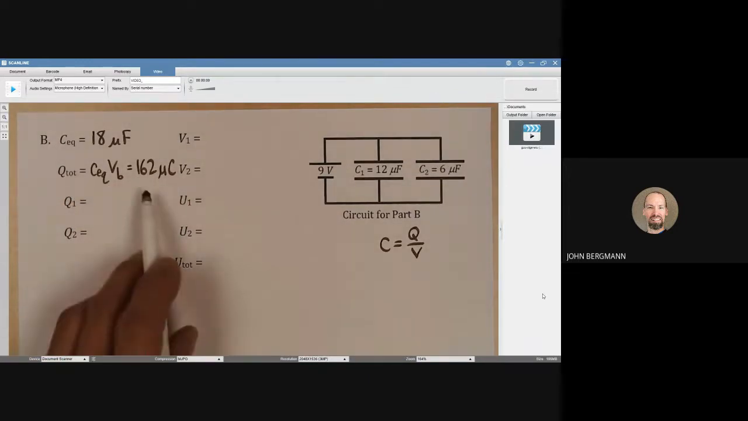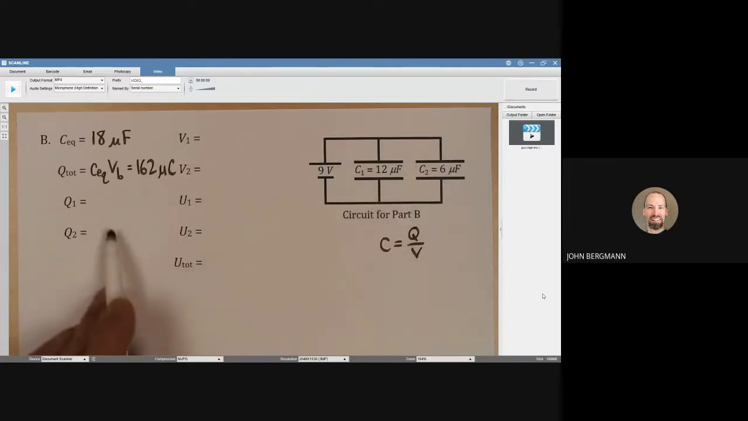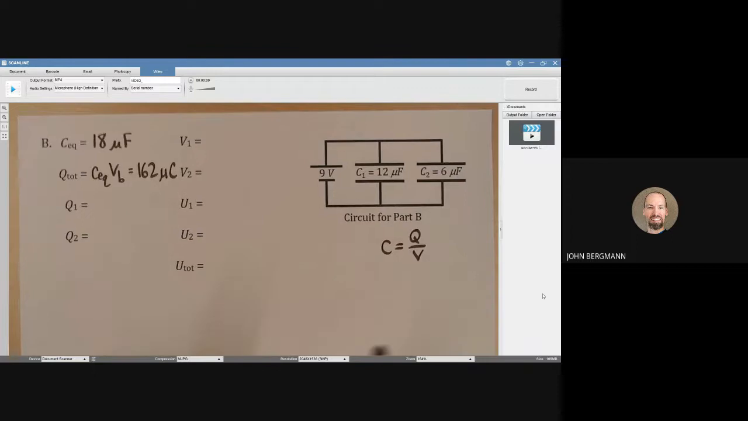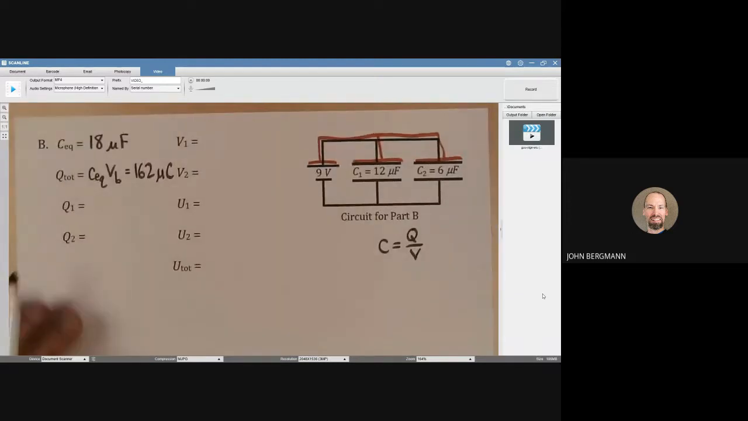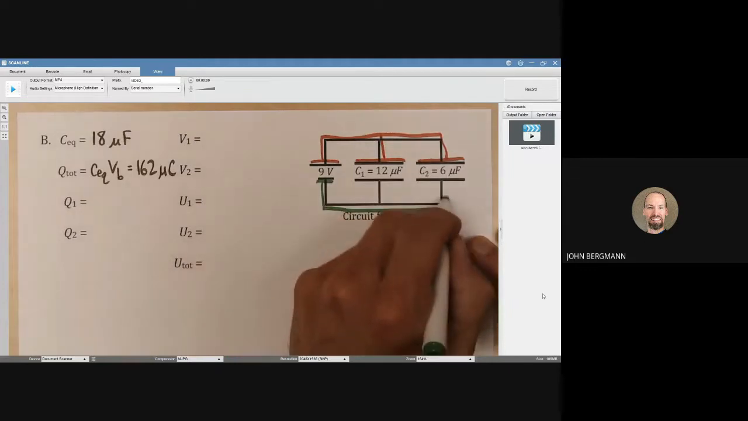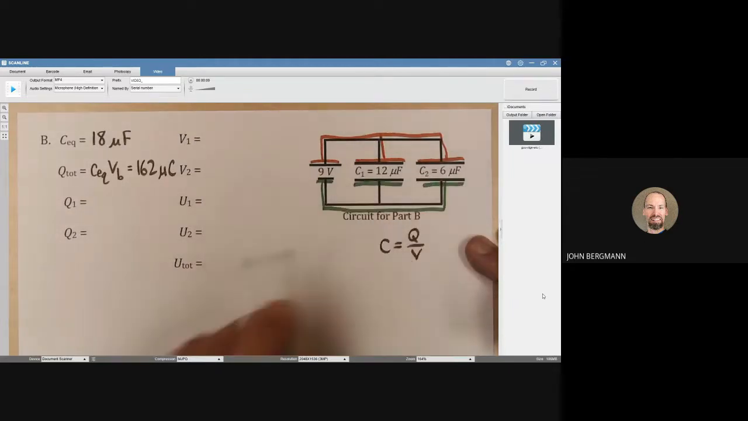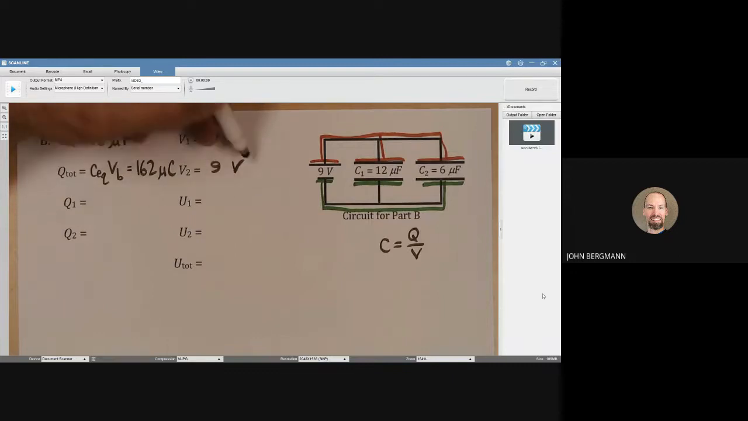All right, the charge for capacitors 1 and 2 is not going to be 162 each. What will be the same is that the voltage across these capacitors will be the same as the voltage across the battery. You can see in what I've drawn here. The difference in voltage between red and green is 9 volts. Therefore, the voltage across capacitor 1 and capacitor 2 is also 9 volts.